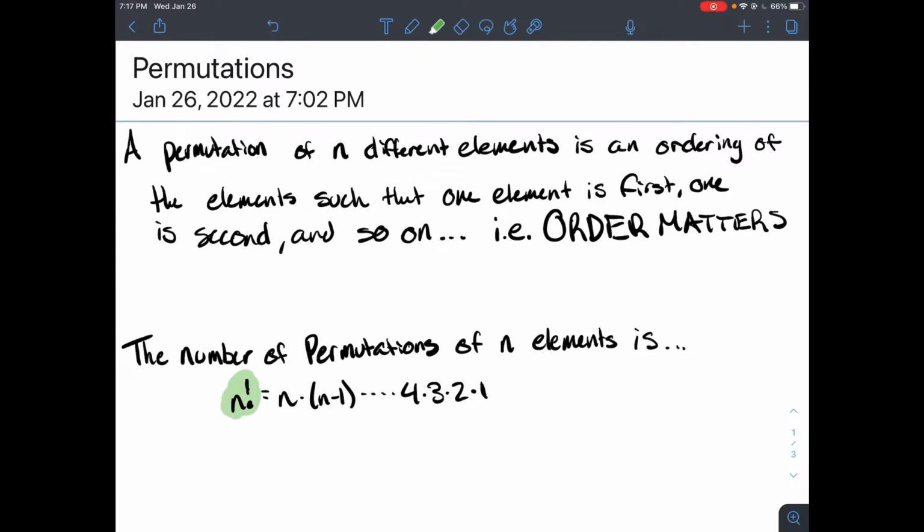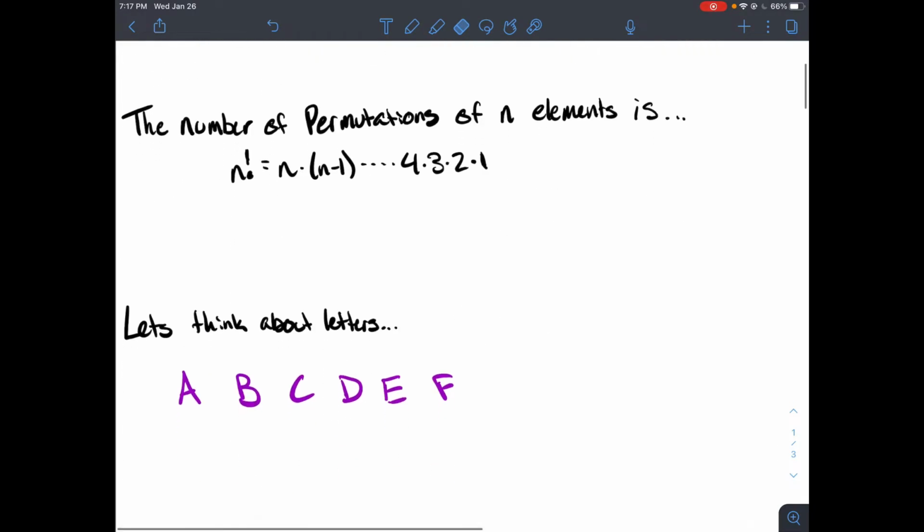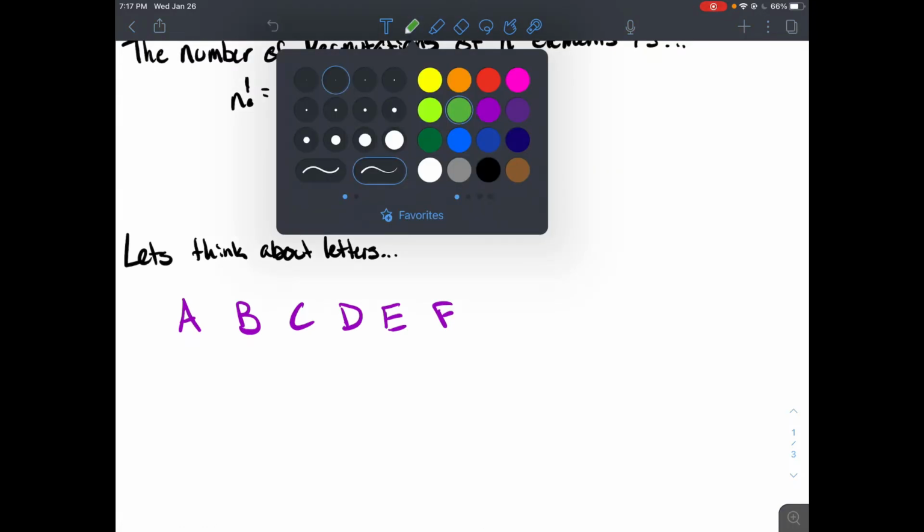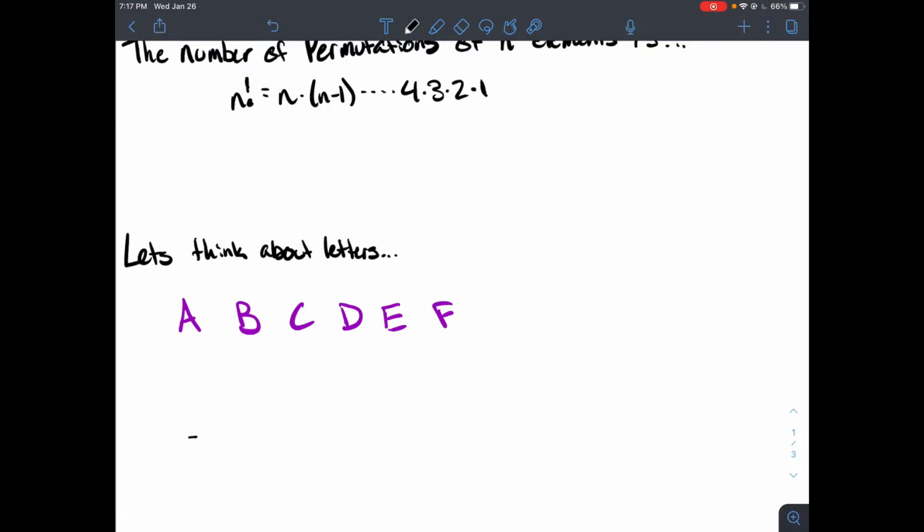So if I think about rearranging these letters, A, B, C, D, E, F, in the first slot, because order matters, let's finish drawing these out. I have 6 options of letters. Let's say I go with D. D is going to be my first letter. Now, since the order matters, I can't use it again.